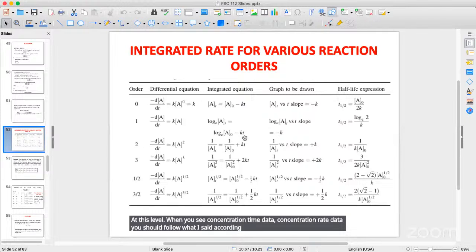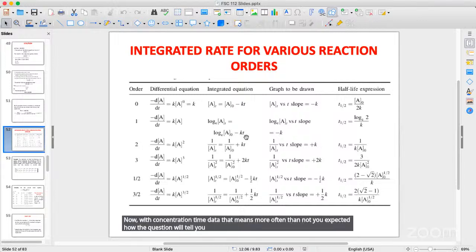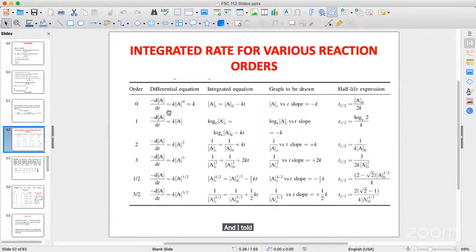Now, with concentration time data, that means more often than not, the question will tell you to prove or show or check whether that particular reaction follows a particular order. And I told you, this is the differential rate equation for zero order. This is the integrated rate law.